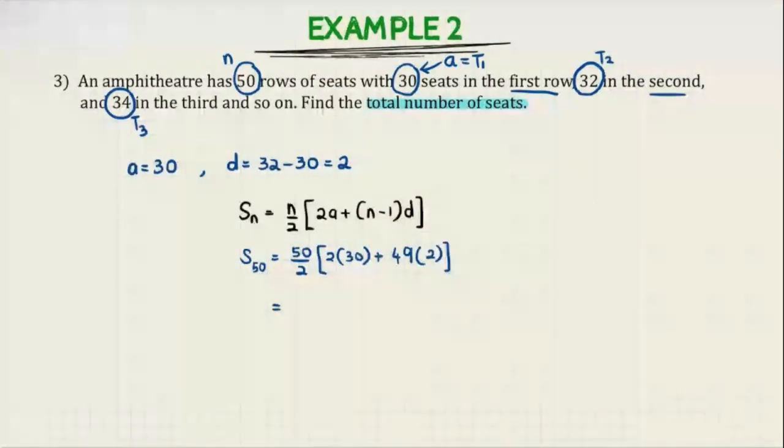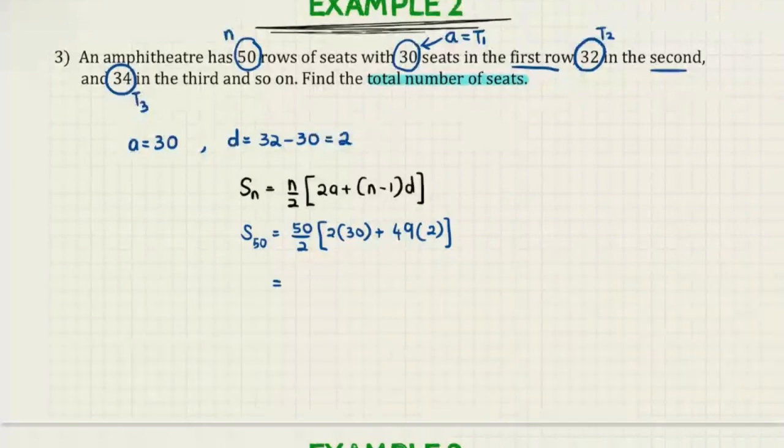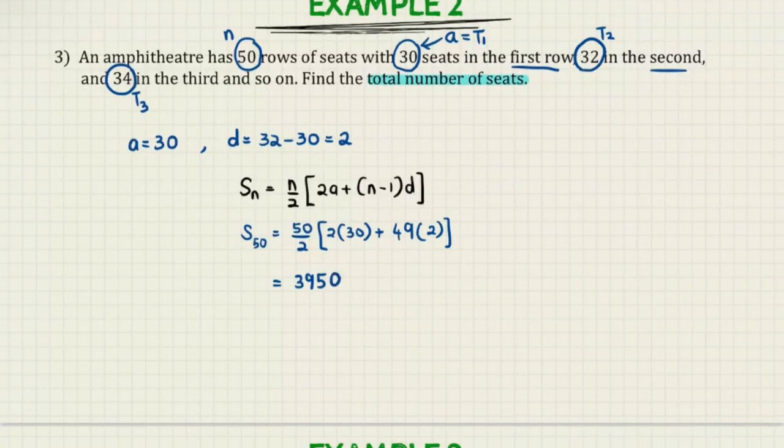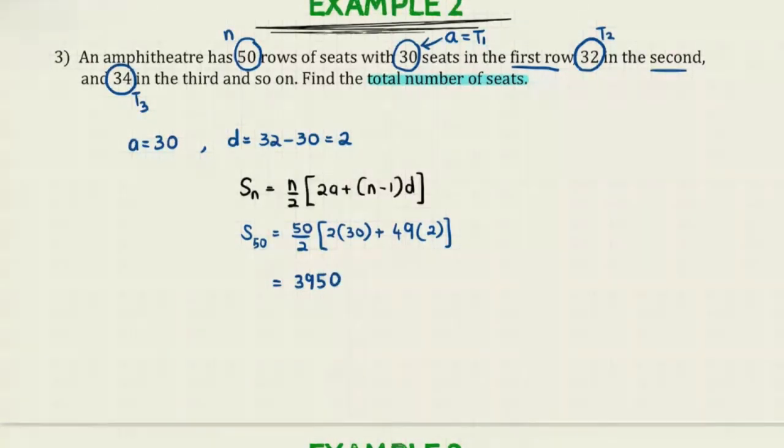Now dah boleh tekan kalkulator. Dapat apa ya? 3950. 3950. Sama ke kita kira? Sama. Okay. So settle untuk the second question here.